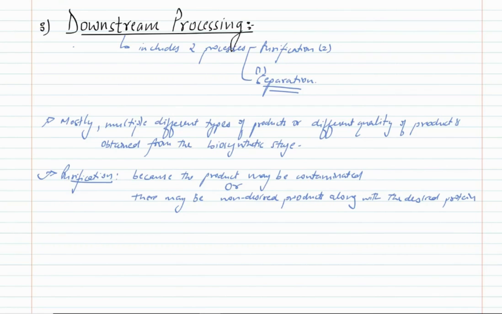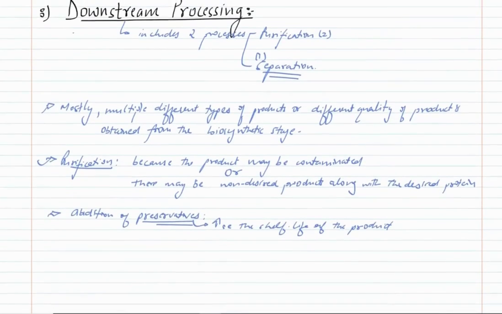Next, what we do is addition of preservatives. Preservatives are chemicals which increase the shelf life of the product. So during downstream processing, preservatives are also added.